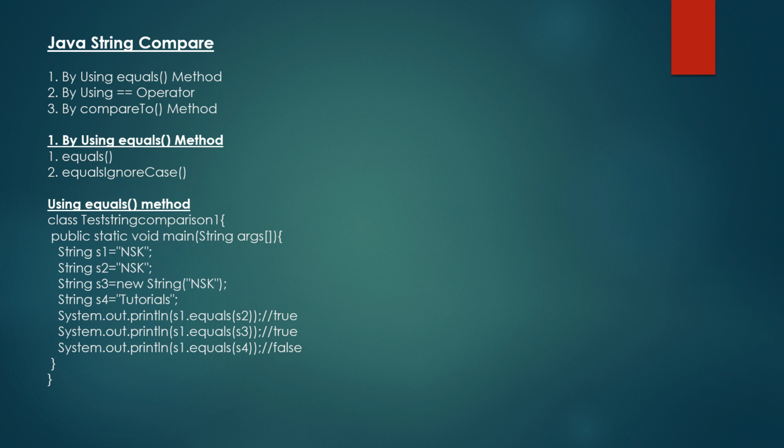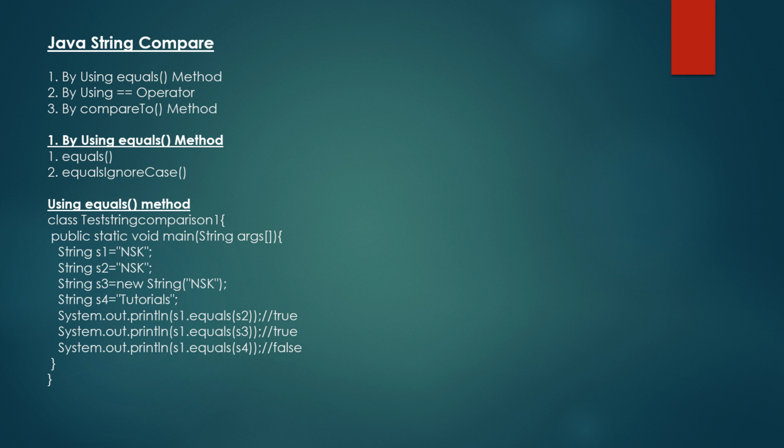If you see the below example, I have declared four different references, four different variables. String s1 is equal to NSK, string s2 is equal to NSK, and string s3 is equal to new String of NSK. Here s3, which I have created using the new keyword, and s1 and s2, which I have created using string literal, and s4 also I have created using string literal. Now let's see the output. If I do the comparison, s1 dot equals of s2 means it will do the content comparison. So it will return the value as true.